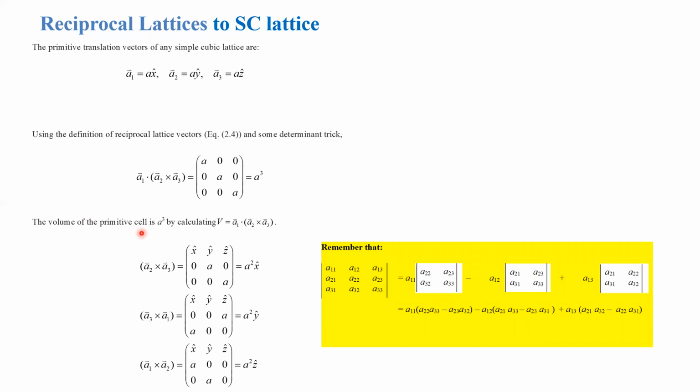And now let's calculate one by one. A2 cross A3. So you use x hat, y hat, z hat. And A2, right? A2 is 0 x hat, so you put 0 here. And a y hat, you put a here. Plus 0 z hat is 0. And A3, so you put 0, 0, and left with a in front of z hat, right? And you do the cross like this.